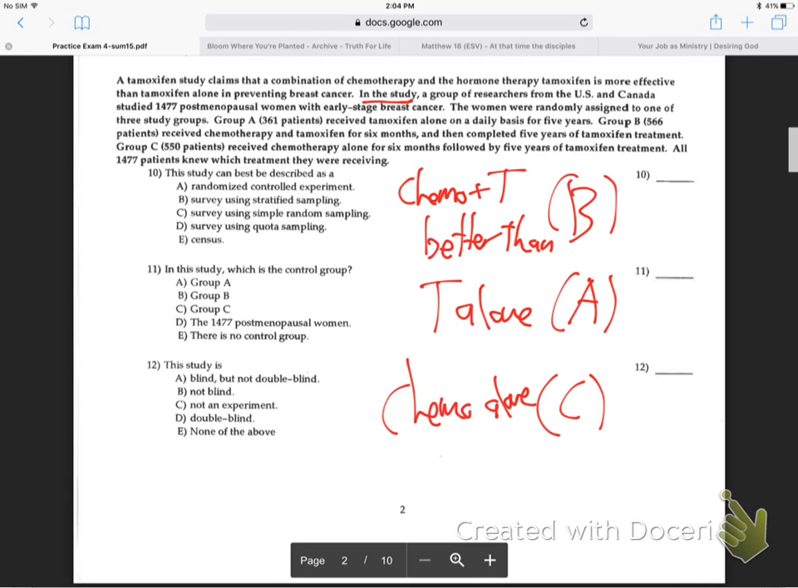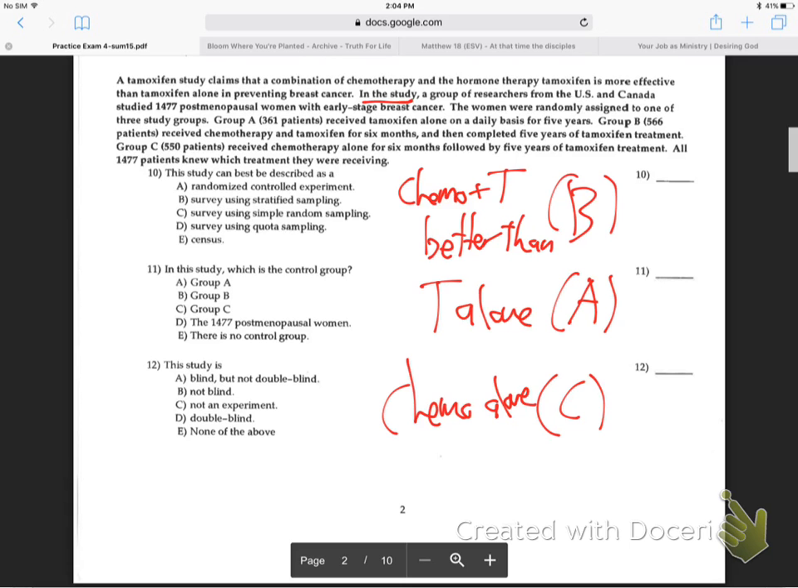Okay. This study can best be described as, all right, is it randomized, controlled, survey, and so on. All right. Well, that's confusing. Is it a controlled experiment?